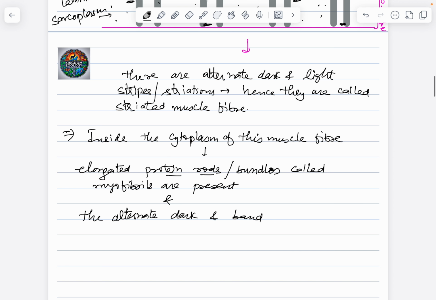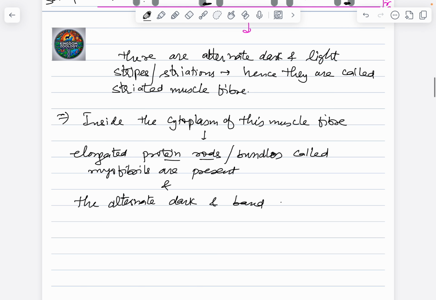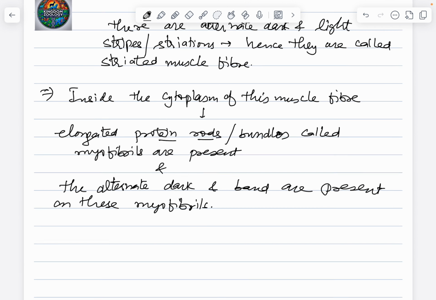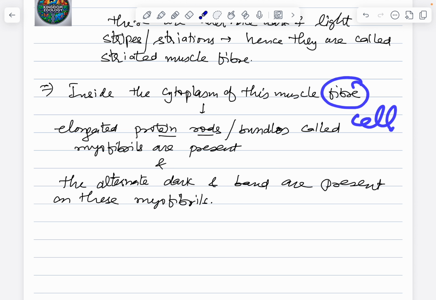Let's see how. The alternate dark and light bands are actually present on these myofibrils. So I hope you are not getting confused here. Fiber is the cell. The proteins are fibrils. And the stripes that we can see on the cell are actually present on what? The proteins inside. So how do we see them on the cell? Because imagine the cell membrane is transparent, glass-like. So whatever proteins are there inside, you can see those proteins through the cell membrane.